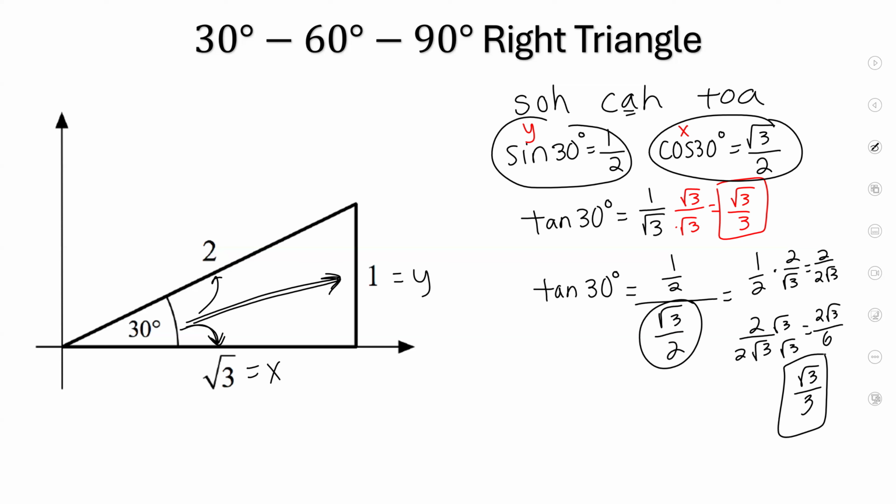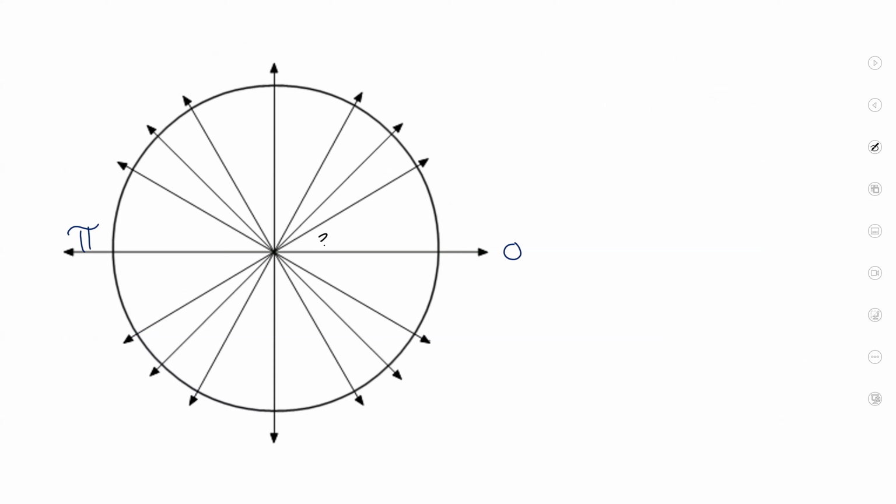All right, so now that we know the coordinates, this point is square root of 3 over 2 and 1/2. This is your x, this is your y. This is your cosine, this is your sine. So if we go back to our unit circle, I know that a 30-degree angle, which is right here, the coordinates are square root of 3 over 2 and 1/2.